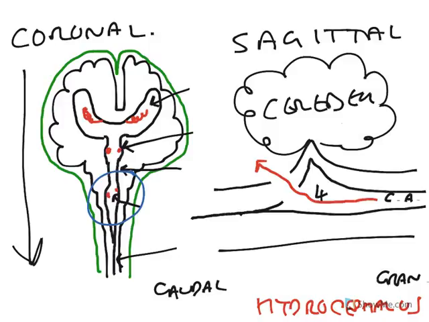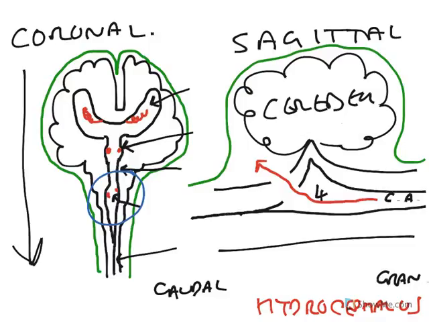So this CSF escapes from the fourth ventricle, and of course it escapes into the subarachnoid space. So here's the arachnoid, which I'm drawing onto our sagittal section. That CSF escapes into the subarachnoid space to then bathe the external surface of the brain and spinal cord.